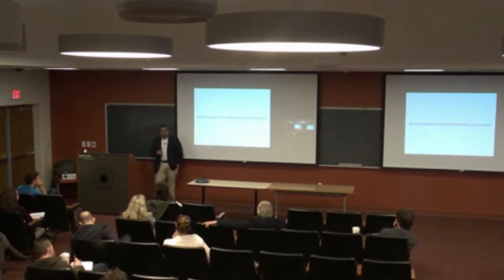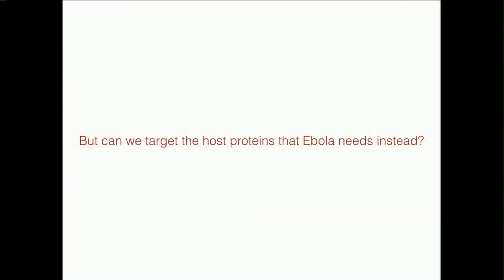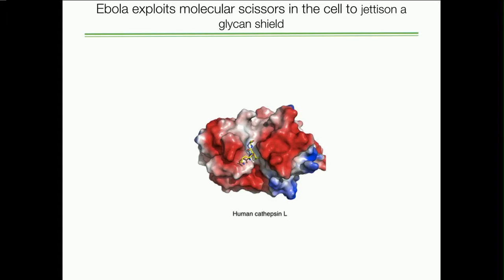But I'm going to talk to you about something a little bit different, which is, instead of trying to go directly at the virus, can we go after these host proteins that the virus has evolved to use? Okay, so the first host protein that I mentioned is this protein called endosomal cysteine protease, which is really an enzyme that has this cleft where pieces of protein get stuck and then they get clipped. So it's a molecular scissors for taking a piece of protein and cutting it into two pieces.